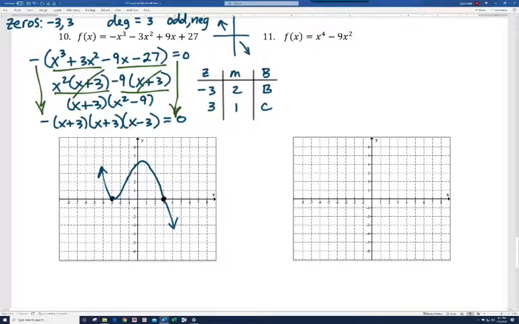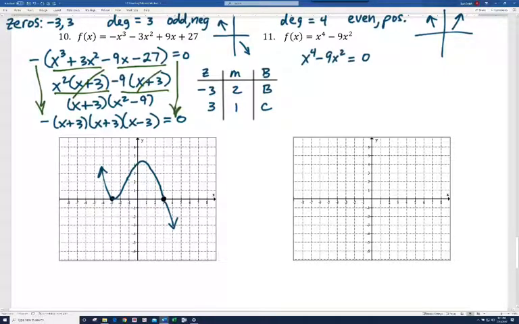All right, so number 11, I would again encourage you to try it and then watch the video. So our degree is 4. It's an even degree, and we're positive out front, and so our end behavior is going to be like that. We're going to rise on both ends. So let's set x to the 4th minus 9x squared equal to 0. So set the polynomial equal to 0.